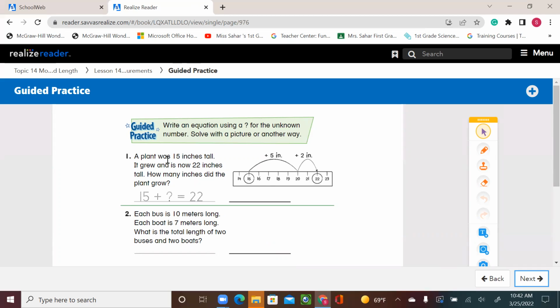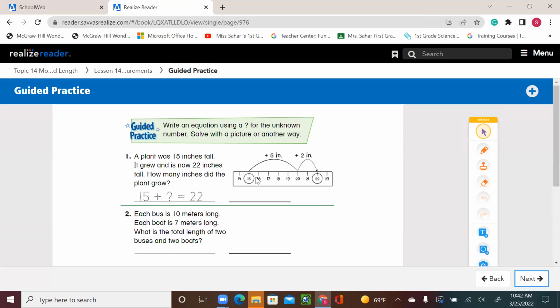Number 1. A plant was 15 inches tall. It grew and now is 22 inches tall. How many inches did the plant grow? So we know that it was 15 inches tall, and then it grew a little more, I don't know how many, but now I know that it's 22. So we need to figure out how much we added from 15 to reach 22.